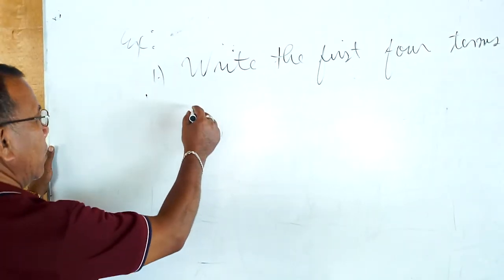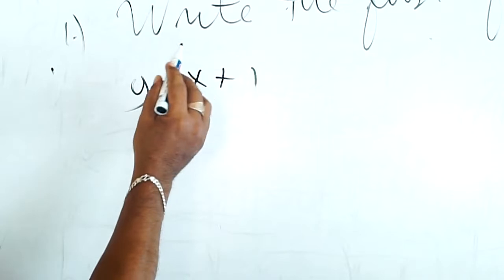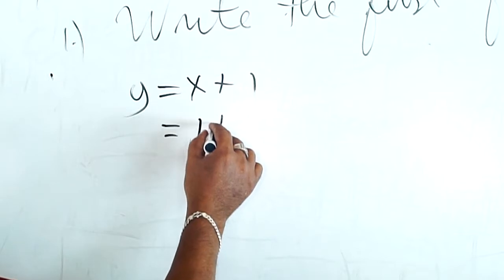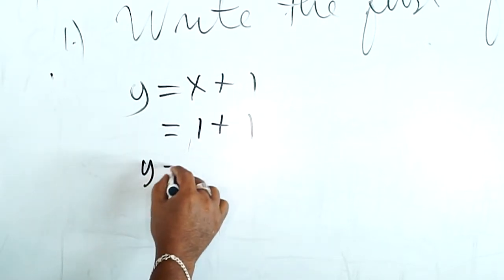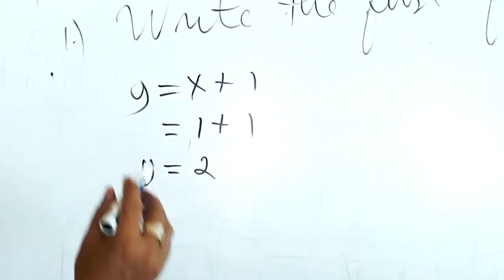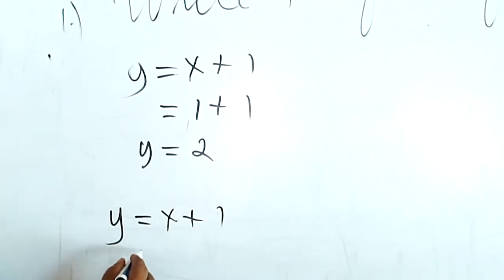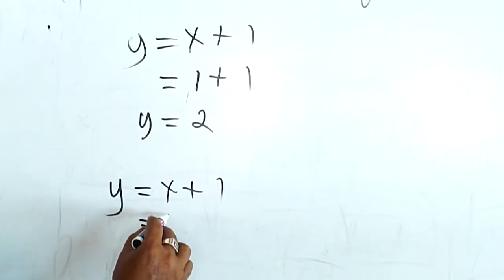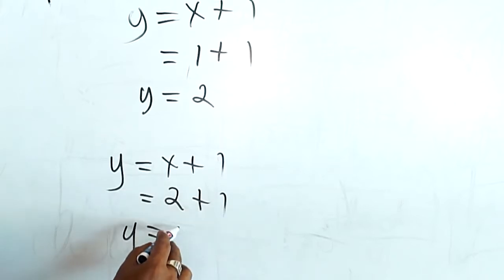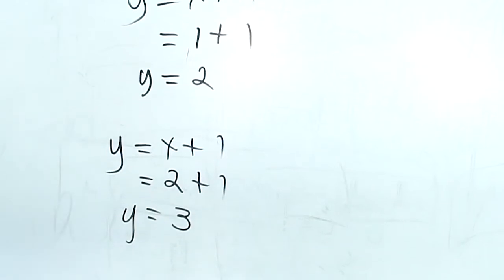Okay, so we have y is equal to x plus 1. The first counting number is 1, so 1 plus 1, y is equal to 2. 2 is the first term. Then next, y is equal to x plus 1. The second counting number is 2, so 2 plus 1 is equal to 3. So 3 is the second term.